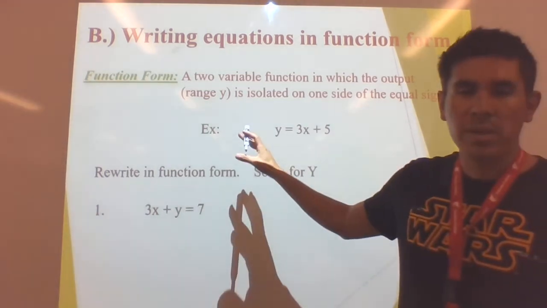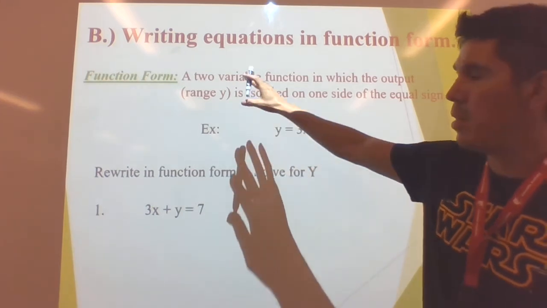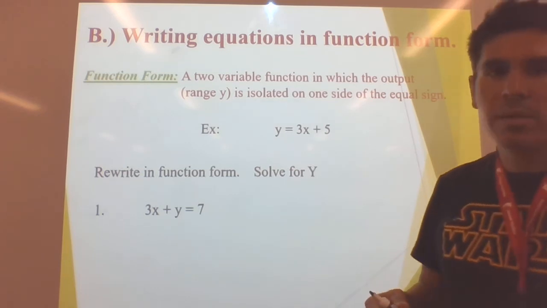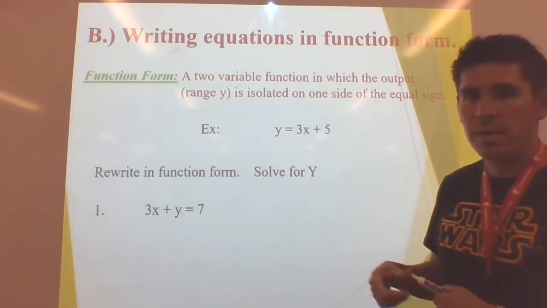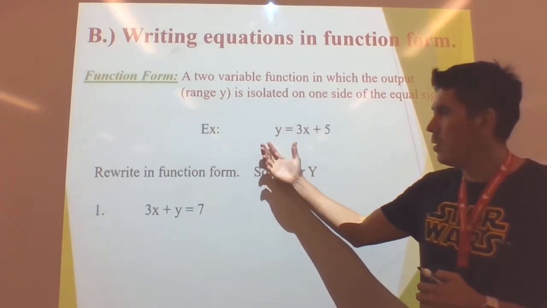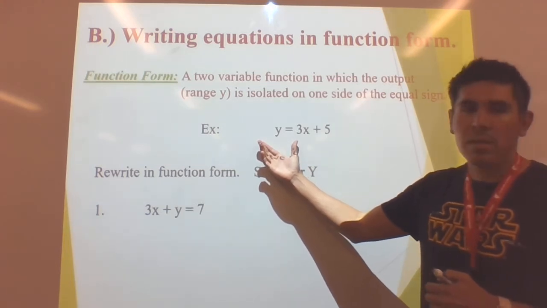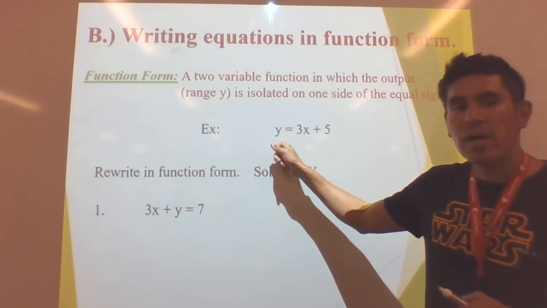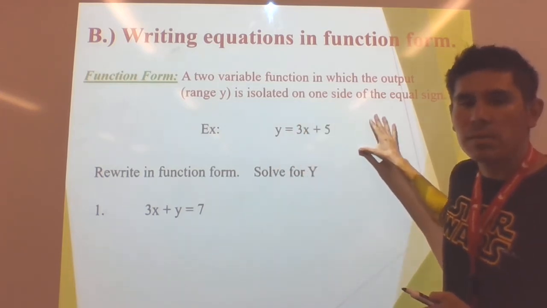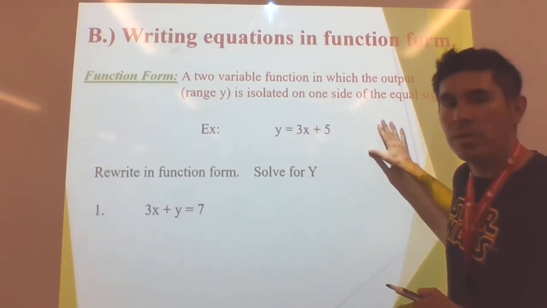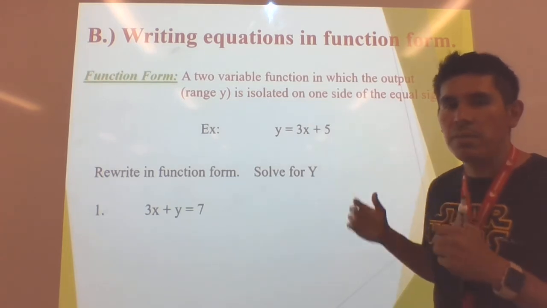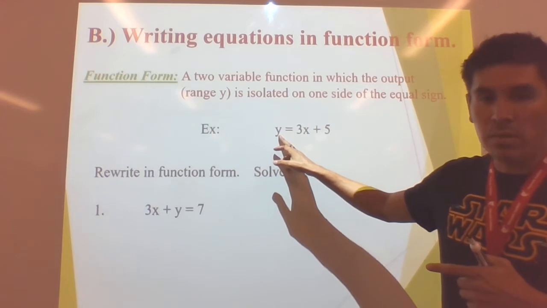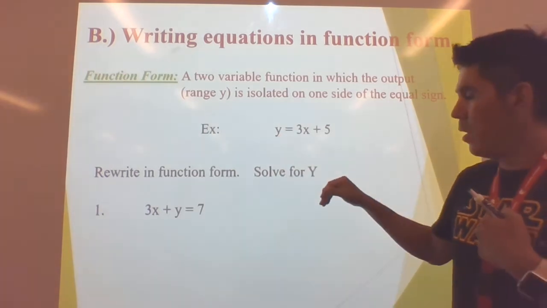Okay, we're in part B, so make sure that we're taking our notes, and this is going to be topic B. And we're going to be writing equations in function form. So what does that mean? Well, look here. It means that if we have an equation, we want to have it in the format where we have y by itself. We have y equals the expression, whatever this is. Okay? So that's what function form is. We have it in terms of y. We want to get y on one side of the equal sign.